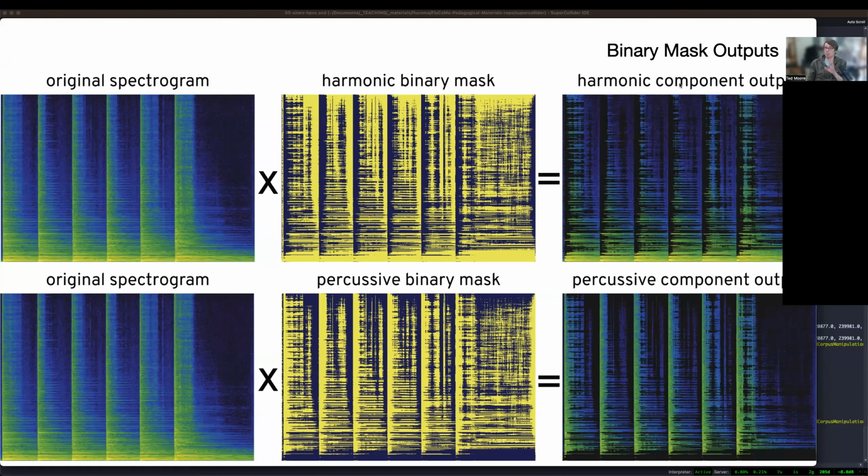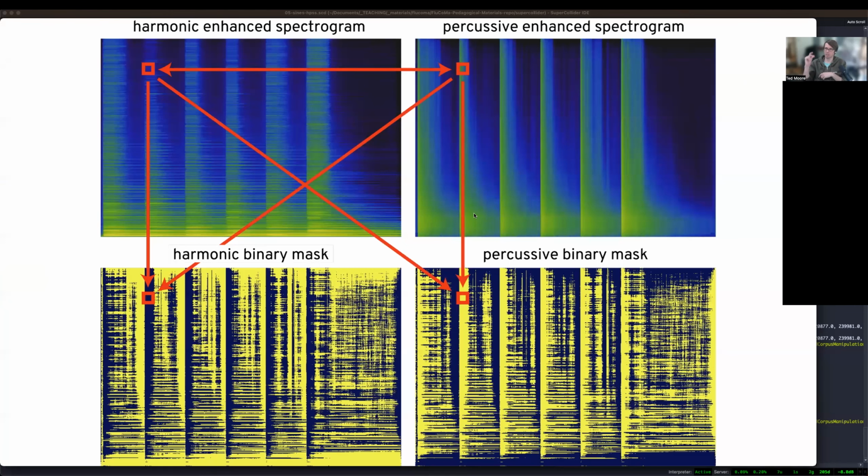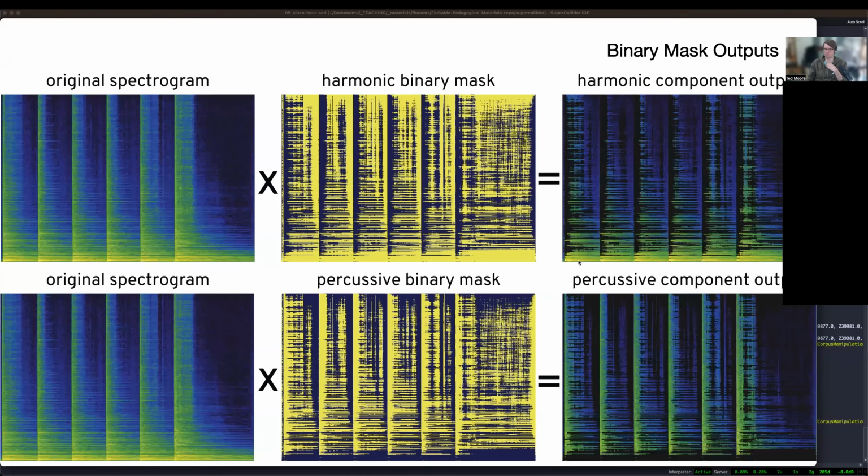This is when we're using a binary mask. And again, it's just we compare, and if it's higher, we get a 1 in the mask, and if it's lower, we get a 0 in the mask. That's the binary masking.